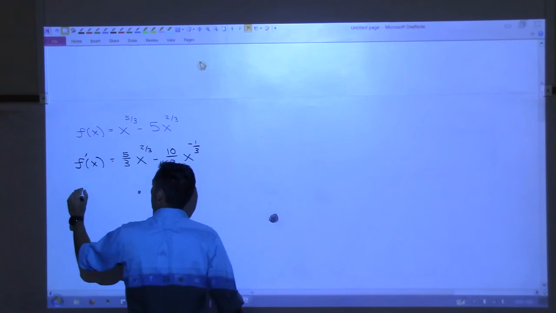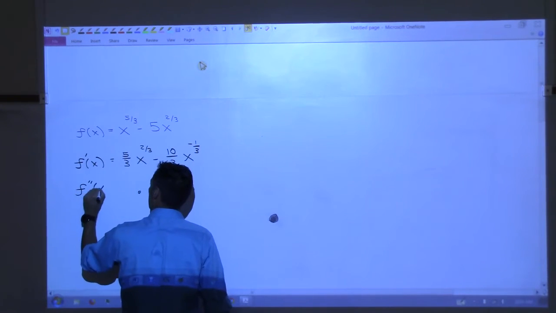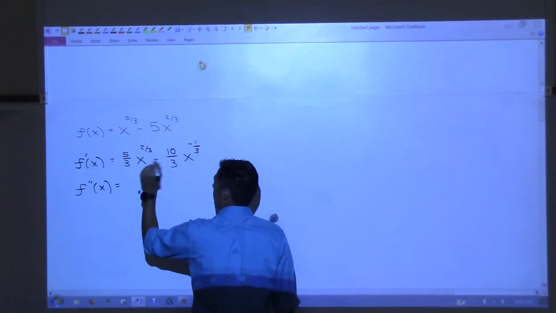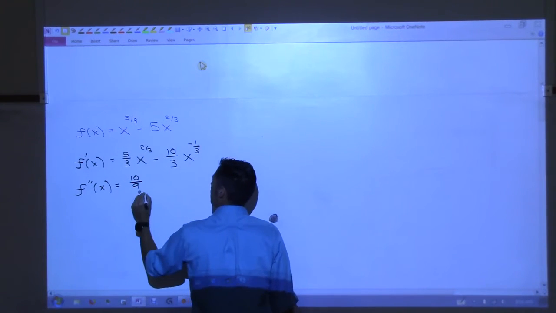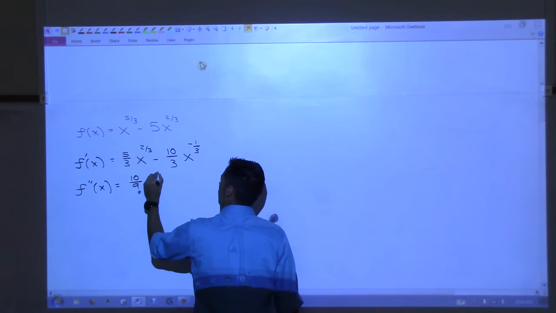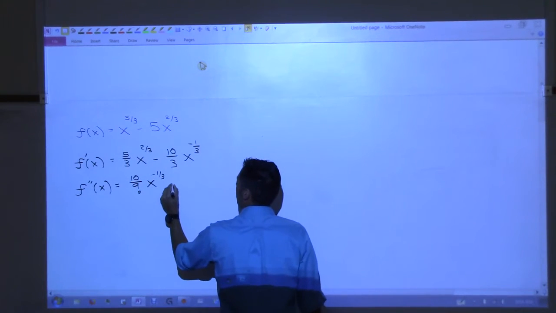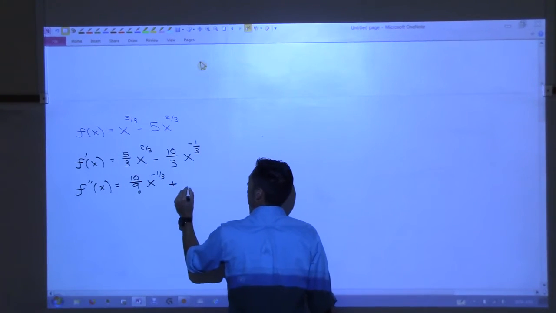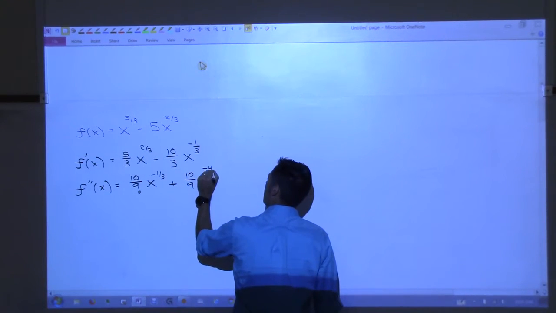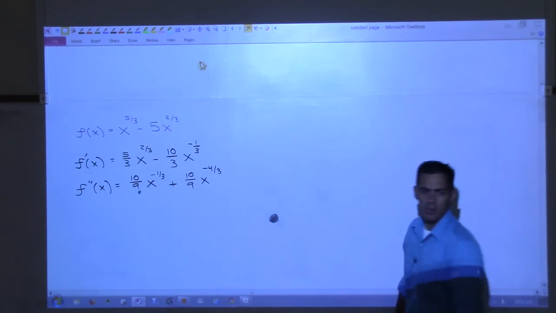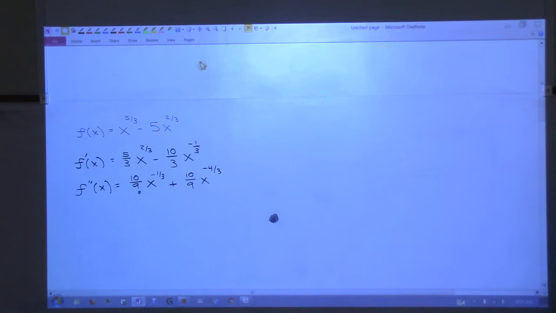That's f prime. F double prime, we just do it again. So what do we get here? 10/9 x to the negative 1/3 plus 10/9 x to the negative 4/3. So those are your first and second derivatives respectively. Any questions on that part?